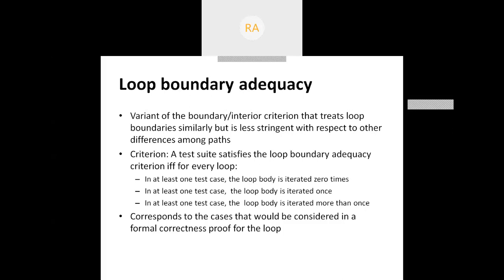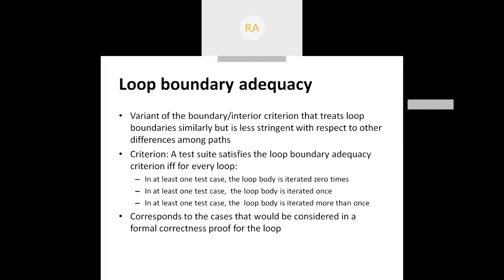Second criterion is that you should have at least one test case wherein the body of the loop is iterated at least one time. After that, you should also have a test case in the test suite wherein the body of the loop is iterated more than one time. These are the three things that you have to take care of whenever you are designing a test suite for testing the loops within the source code.